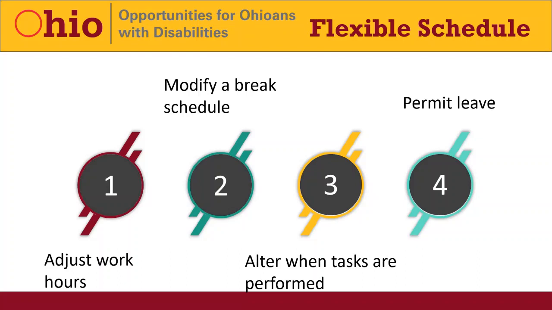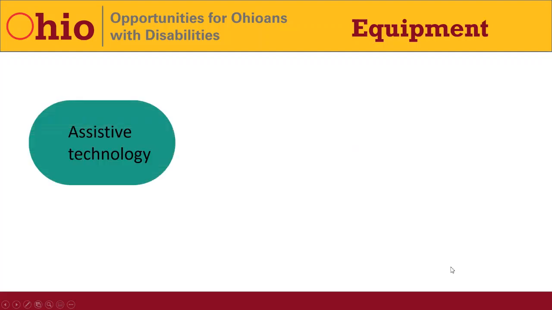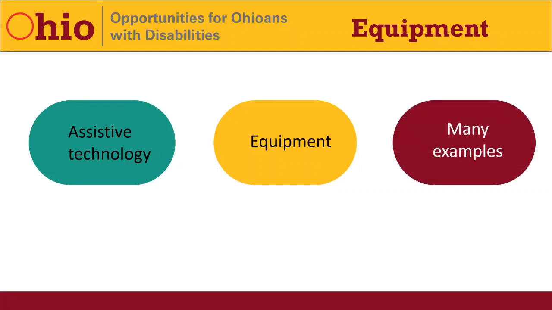Okay, what about altering or providing equipment? Dennis, this category includes providing items such as assistive technology and equipment, and there are many examples of these in the workplace, so I'll just share a few. In the first example, a claims representative with low vision is having difficulty reading paper files. So as a reasonable accommodation, the employer purchased a stand magnifier and added task lighting to the workstation.